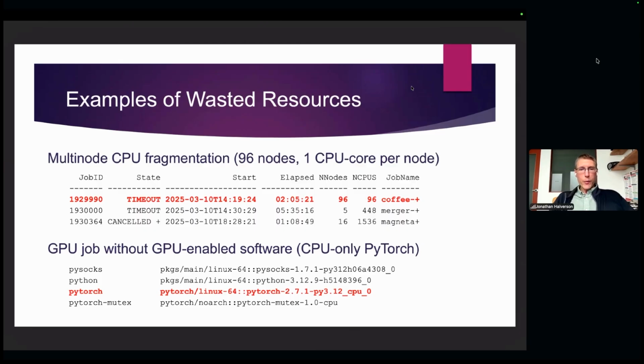Another common thing we see is people installing software which is CPU only and doesn't have the GPU libraries. You can, of course, still allocate the GPU, but the code simply can't use it, and so you wind up wasting GPUs in that way. And we'll look at about a dozen other ways that people bring about underutilization.